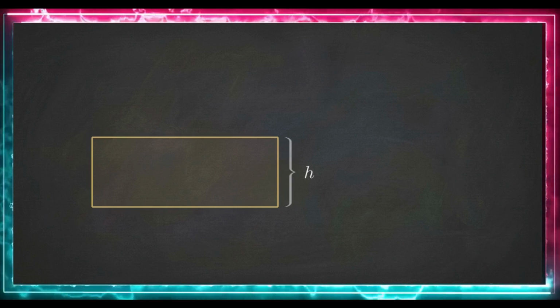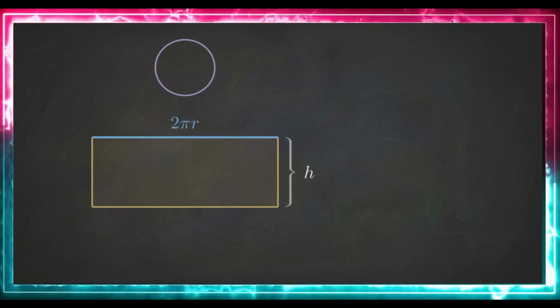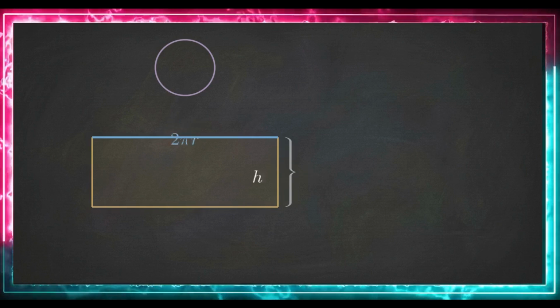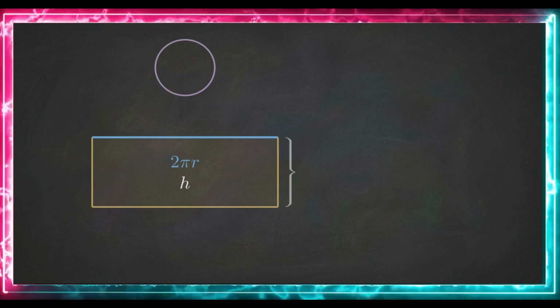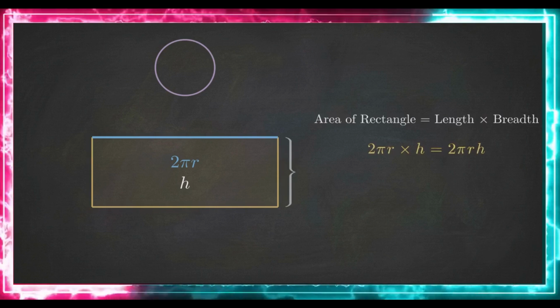The width of this rectangle corresponds exactly to the original height of the cylinder, or h. The rectangle's length equals the base circle's circumference. Unfolding that boundary forms a line with the length 2πr. Since a rectangle's area is length times width, the cylinder's curved surface area is 2πrh.